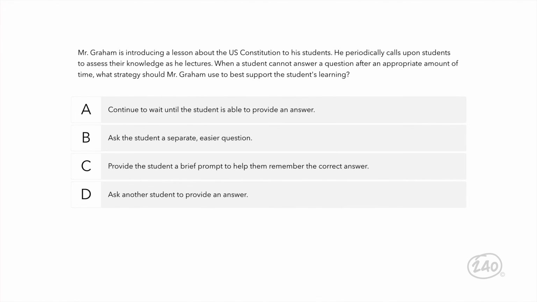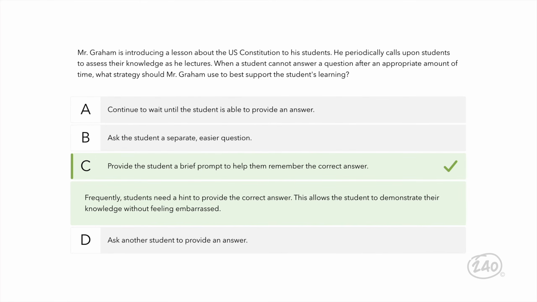Not a great plan. If the teacher goes with this choice, the student may be able to answer the easier question, but they're not being supported to reach the next level of mastery. If the teacher asks another student, as seen in this choice, the original student may be given the answer but won't actually get to practice developing their own skills.